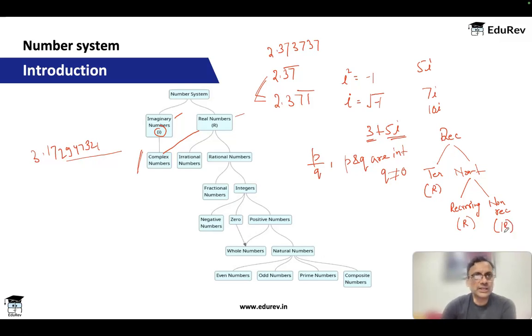What are the common irrational numbers that we use? One irrational number which all of you will know is pi. Pi, if you see most of the books, it will be mentioned as equivalent to 22 by 7.